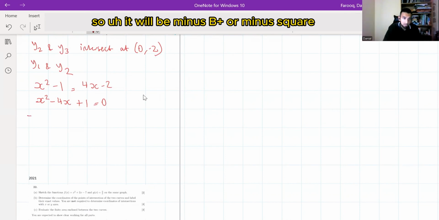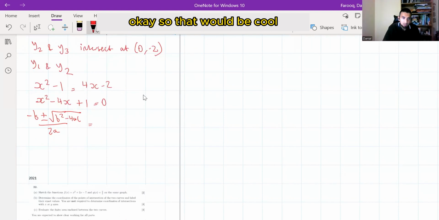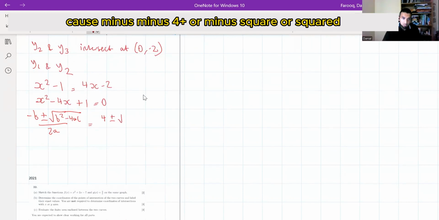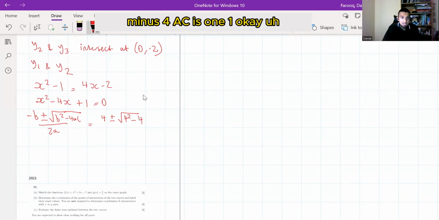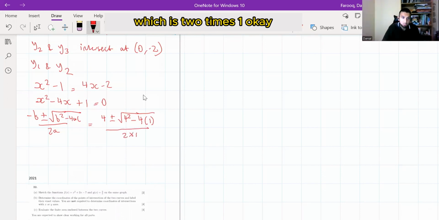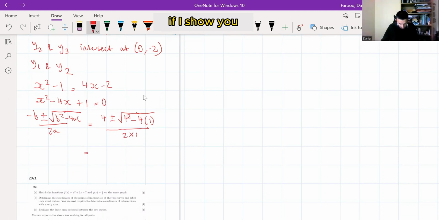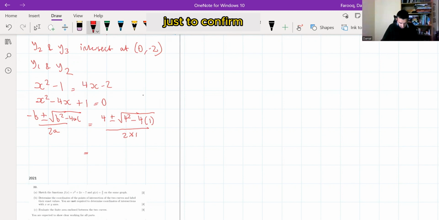So it will be minus b plus or minus square root of b squared minus 4ac over 2a. Okay, so that would be 4, because minus minus 4, plus or minus square root 4 squared minus 4ac, which is 1, 1. Okay, 1 times 1, so that's just 1, over 2 times 1, which is 2 times 1. Okay, now that will equal to, if I show you, I'm just typing this in my calculator as I speak, just to confirm. It gives us 2 plus root 3.